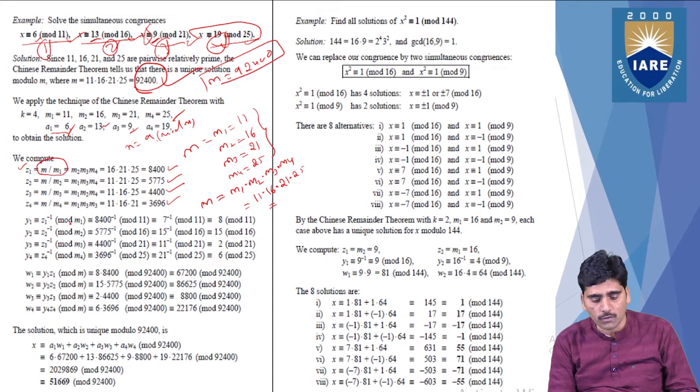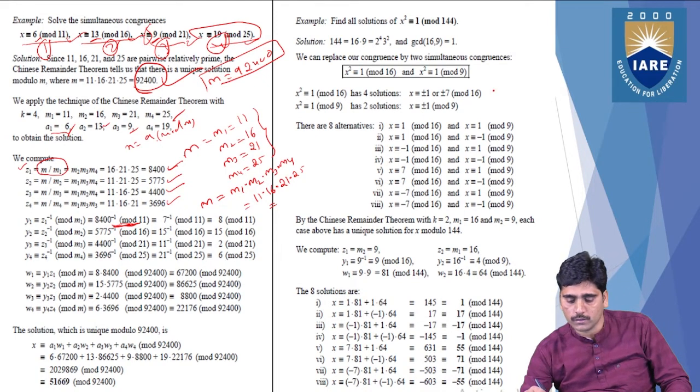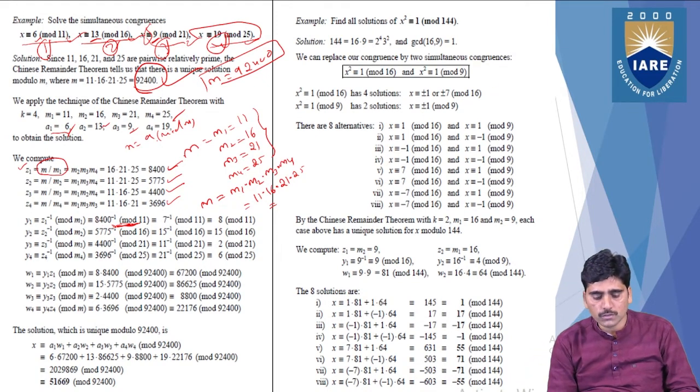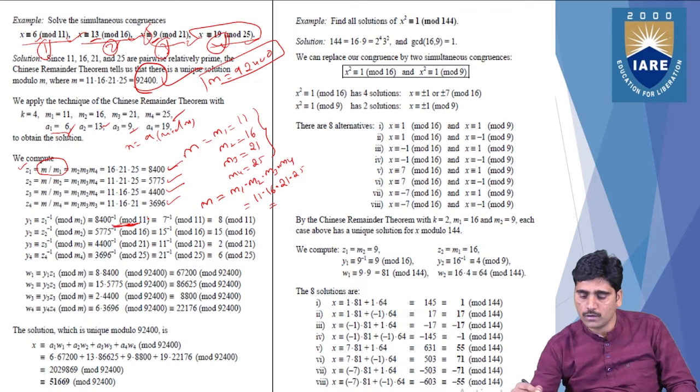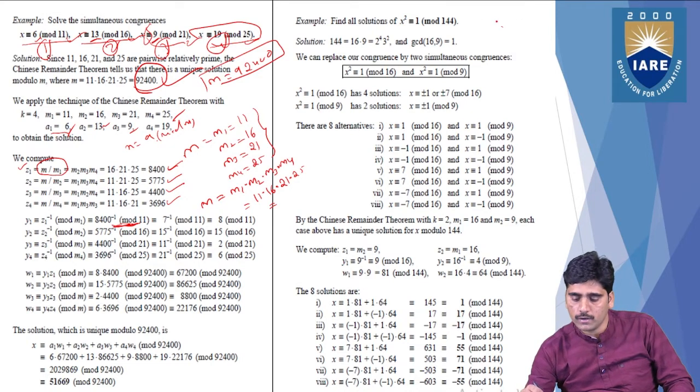Z1 inverse of mod M1. So the Z1 value is 8,400, so 8,400 inverse of mod 11. You can write it like this statement: 8,400 inverse, mod 11, is congruent to 8,400 divided by the modulus 11.